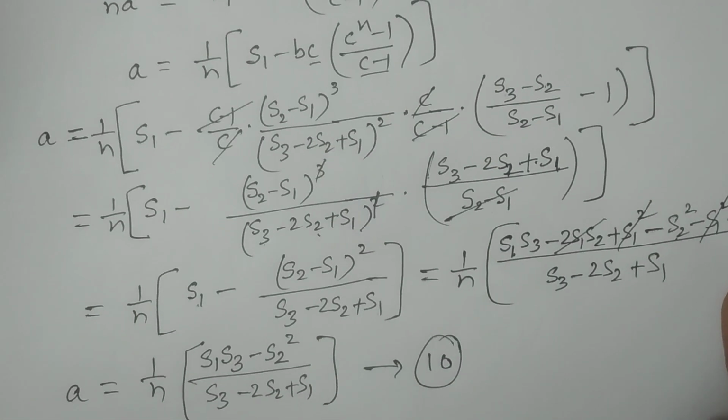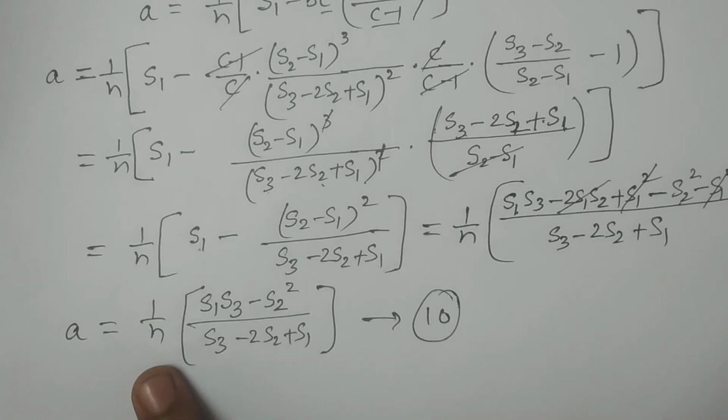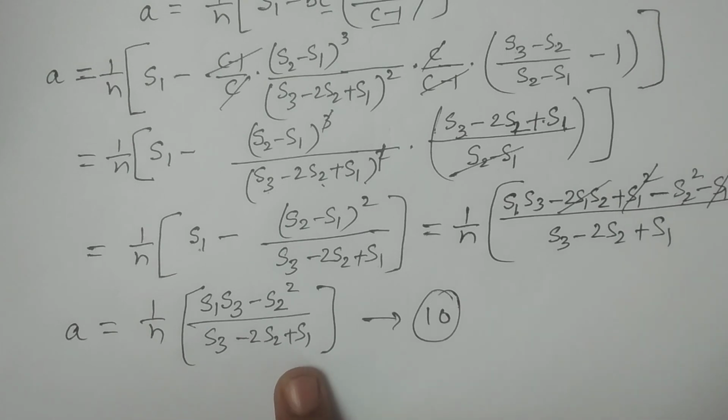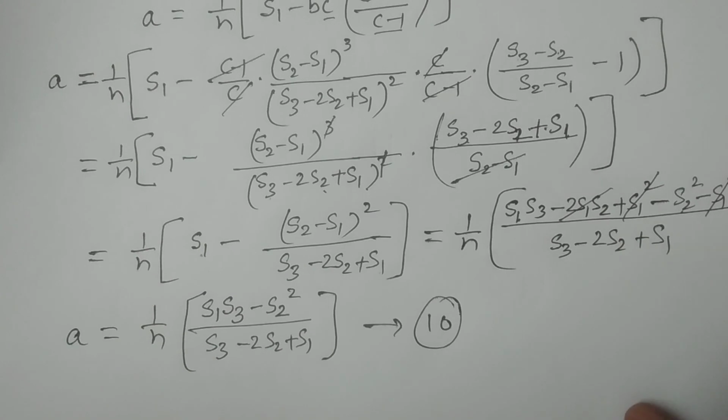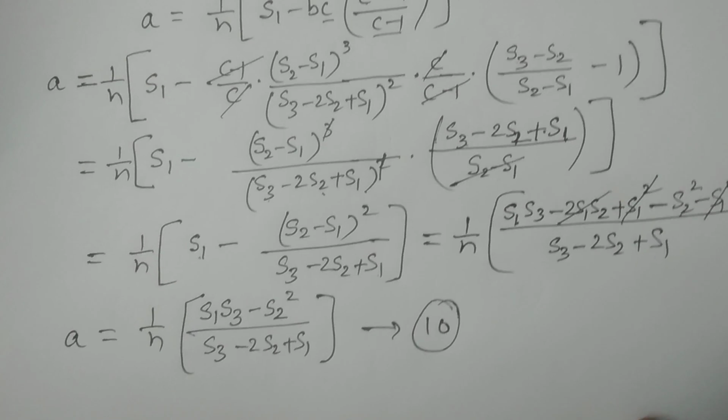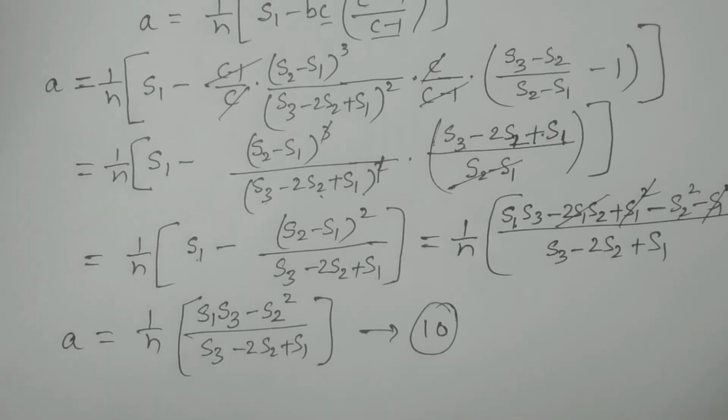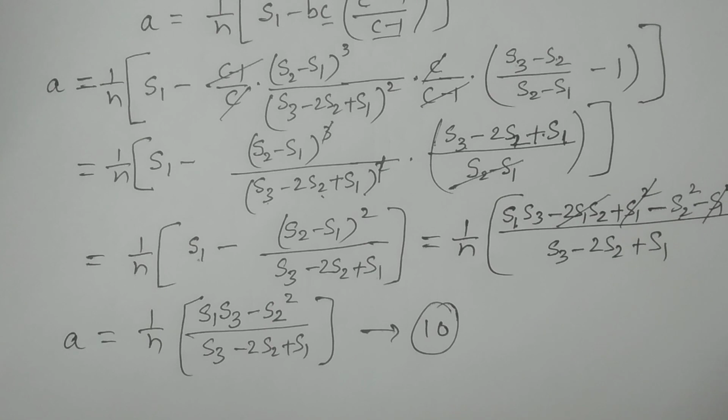Now A is obtained here. A is equal to 1 by n into S1 minus S3 minus S2 square divided by S3 minus 2S2 plus S1. So this is the value of A. So A, B, C, the parameters, are obtained, which give you the best modified exponential curve, yt is equal to A plus B into C power t, in the time series data of a particular time series data. Hope you understand. This is the method of partial sums of fitting the modified exponential curve. Thank you.